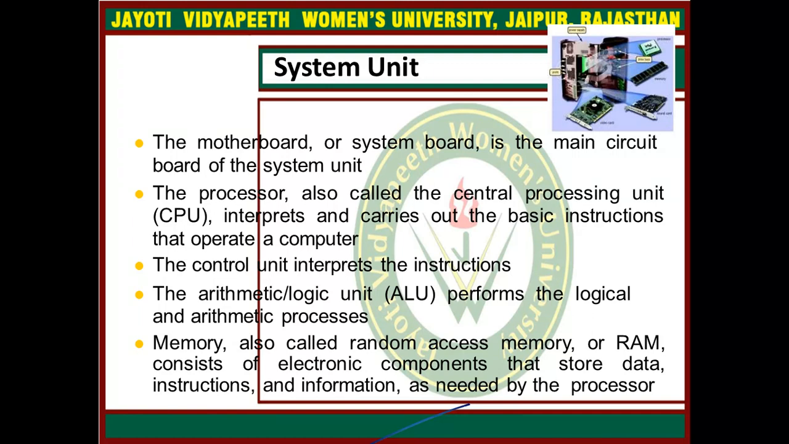Now come to the system unit. The motherboard or system board is the main circuit board of the system unit. The processor, also called the central processing unit, that is CPU, interprets and carries out the basic instructions that operate a computer. The control unit interprets the instructions. The arithmetic logic unit performs the logical and arithmetic processes.